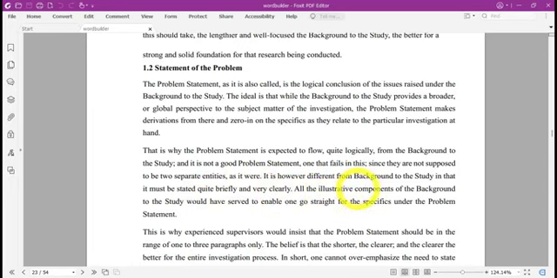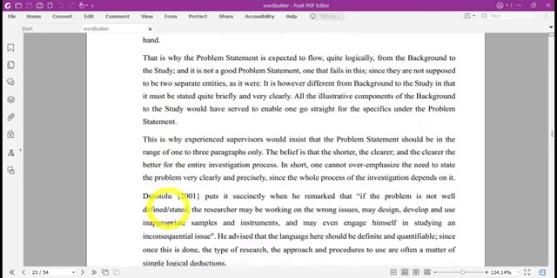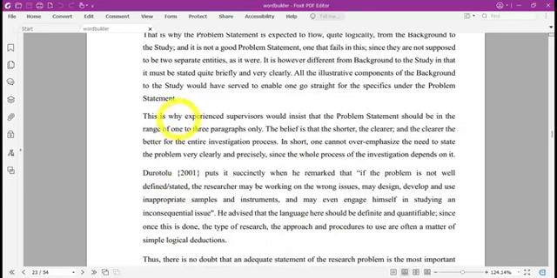All the illustrative components of the background to the study would have served to enable one to go straight to the specifics under the problem statement. So the background to the study comes first, and then the statement comes out of it. This is why experienced supervisors would insist that the problem statement should be in the range of 1 to 3 paragraphs only. 1 to 3 paragraphs, not much. The belief is that the shorter the clearer, of course.